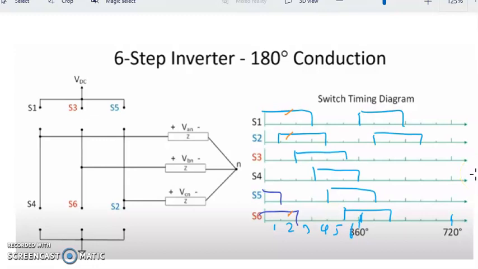So for mode 1, we know that S1, S5 and S6 are on, 1, 5, 6 just now. 2 pair on the top arm, 1 pair on the bottom arm. But for mode 2, we have S1, 2 and 6. So 1 is connected, 2 is connected, and 6 is connected.